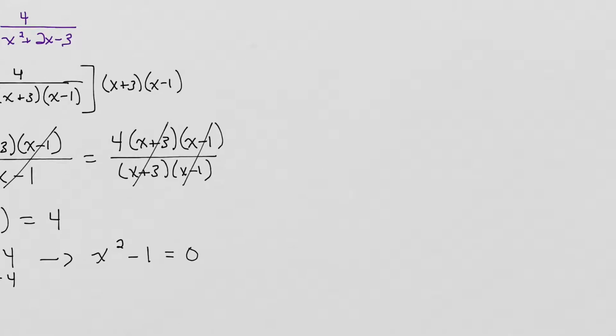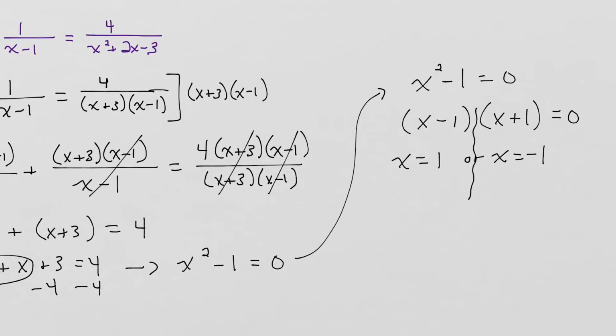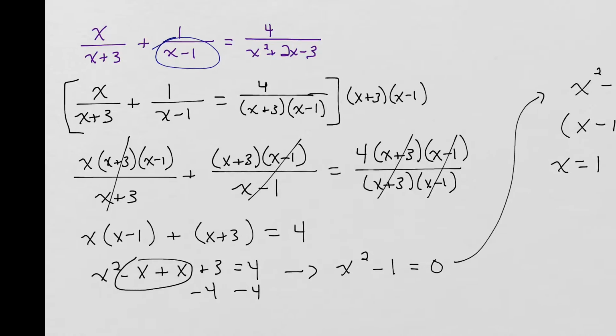I'm going to bring this up here just so I have some room. This would factor as x minus 1, x plus 1 equals 0. And so here, x would equal 1, or x equals negative 1. So those would be the solutions, but I have to go back and check. And now we have trouble. Because right here, if x was 1, that would give me 1 minus 1, or 0. So that means 1 is not a solution.